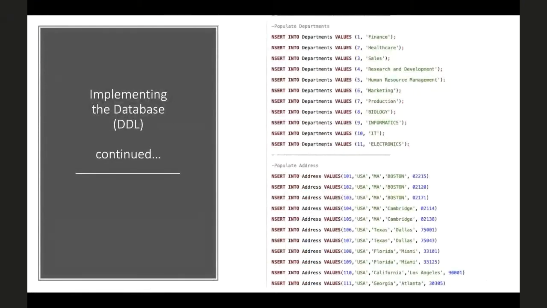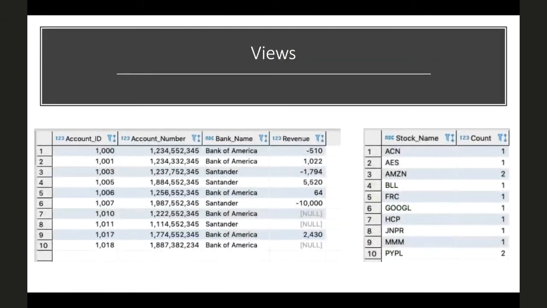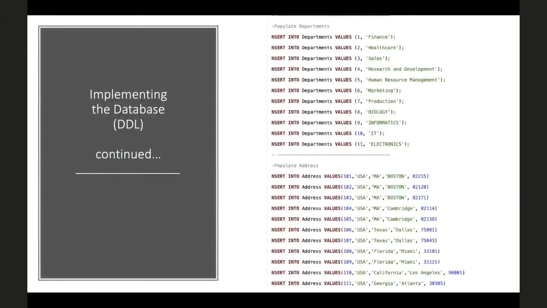Then we created 2 views also. We have different insert statements. Here you can see we have inserted different values into the departments. As I mentioned, 1 is for finance, 2 is for healthcare, etc. And we are also populating the address.